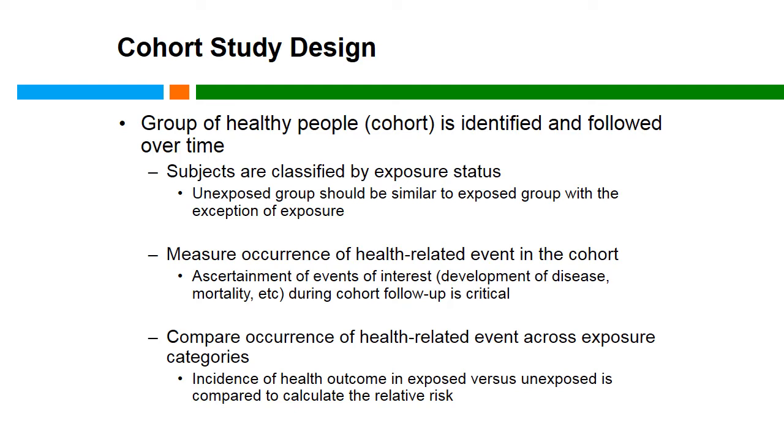The analysis of cohort studies allows us to compare the occurrence of the health event of interest across these exposure categories, and the estimate of the association is the relative risk. That is, the risk of the disease among the exposed compared to the risk of disease among the unexposed.